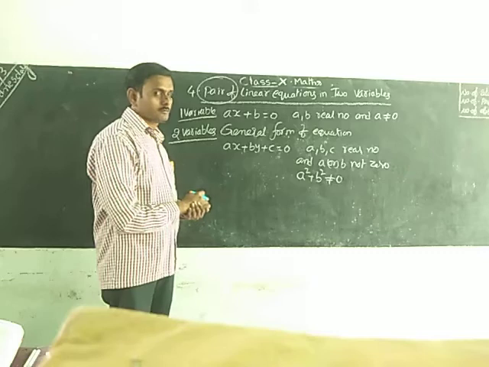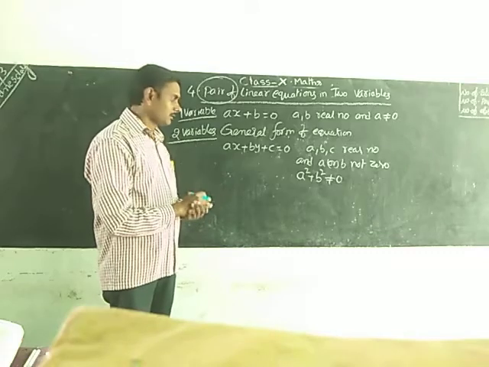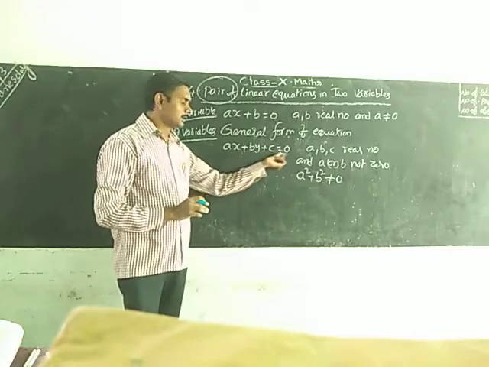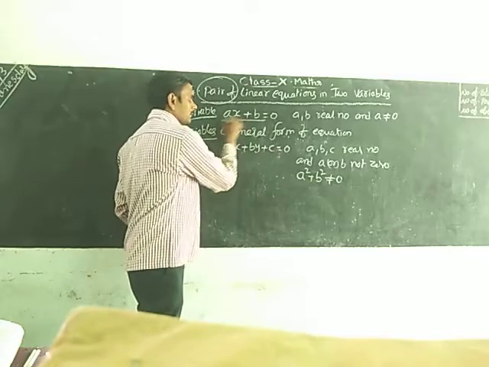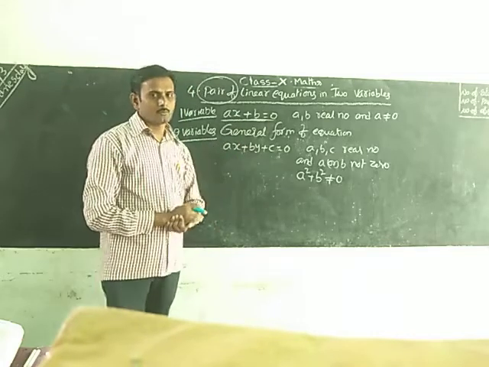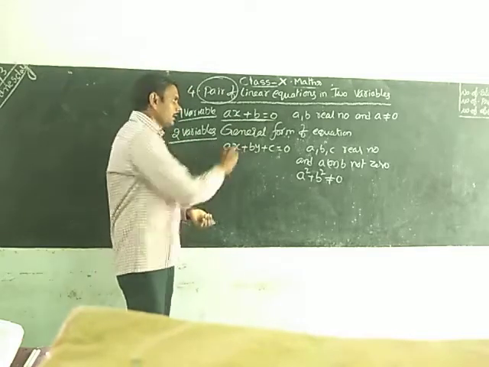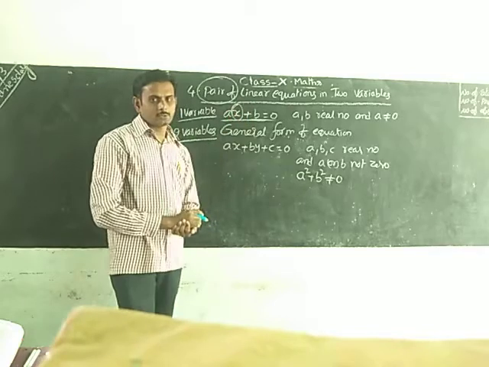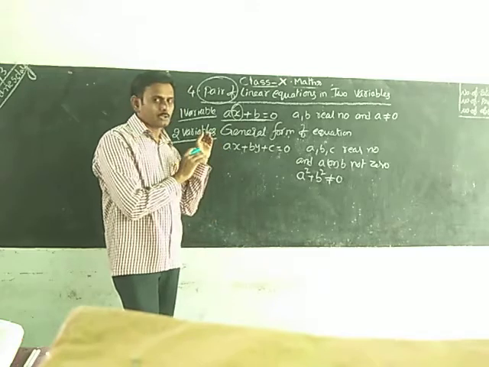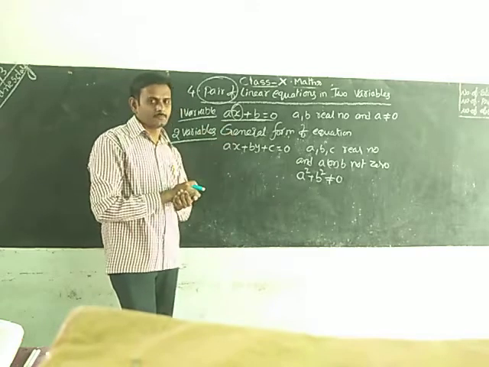Before going to that, one point we forgot here. In the previous class, we took the linear equation in one variable as ax plus b equal to 0. What is the solution? The x value only is the solution here. Only x we consider, and we can find the solution.